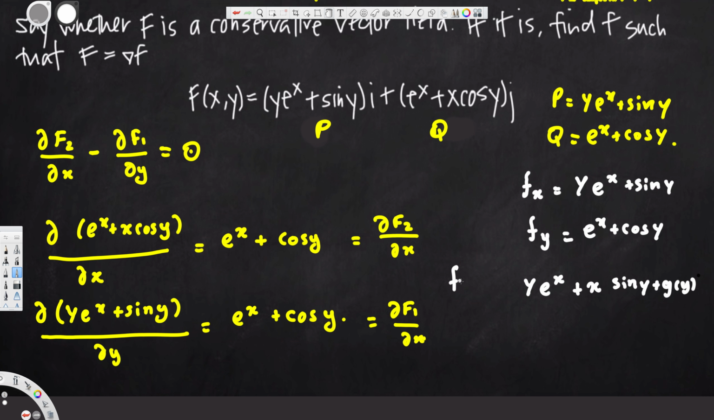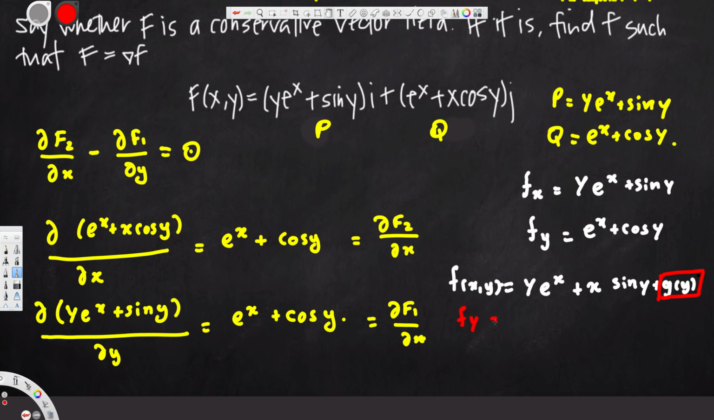Now we have to find the g of y. This is our f of x, y, right? The question is asking us to find the function such that the gradient of this function is equal to the vector field function. This is our function, but we cannot leave it like this. We have to find what the g of y value is, and that's going to be the final answer. To find it, we are going to take the partial derivative of this one with respect to y.